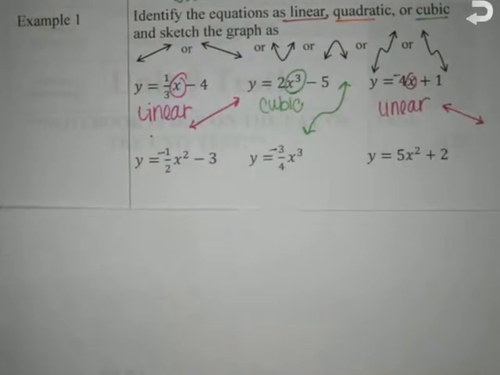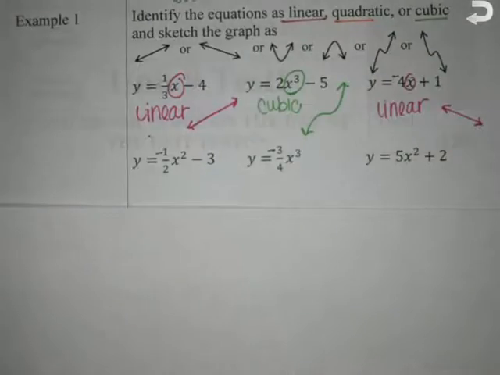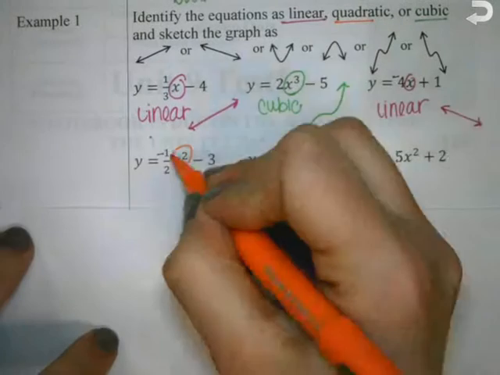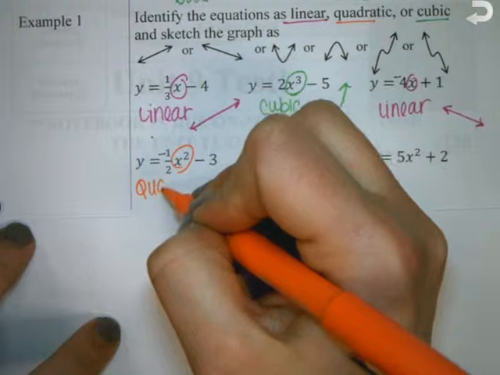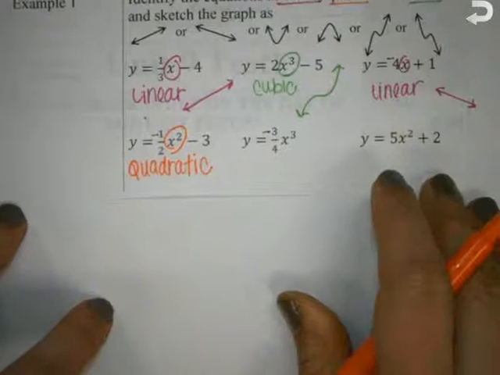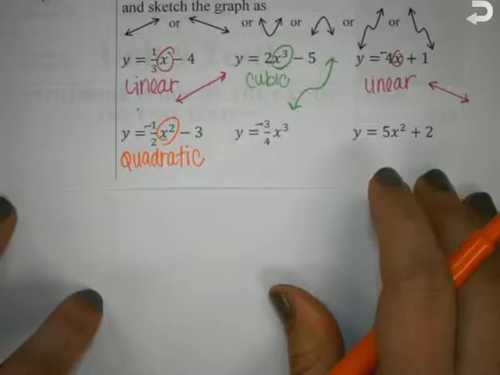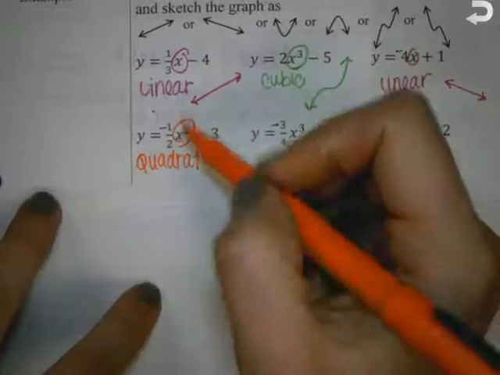Next one, y equals negative 1/2 x squared minus 3. Linear, quadratic, or cubic? Quadratic. How did you know it was quadratic? Because it has an x squared. When you put the lines for linear, does it matter which way you put the line? Yes, it does. Positive and negative. So, quadratic. Positive or negative? Negative. So is it opening up or down? Downwards.